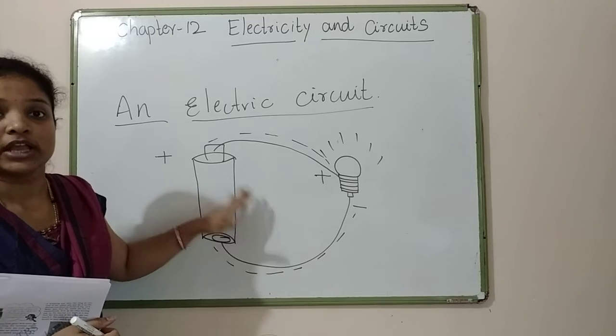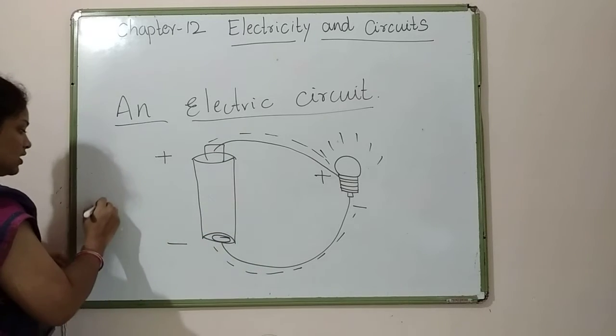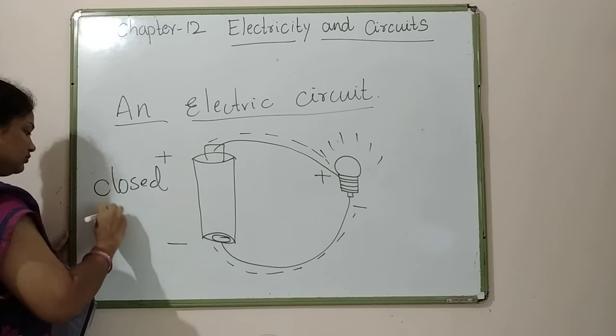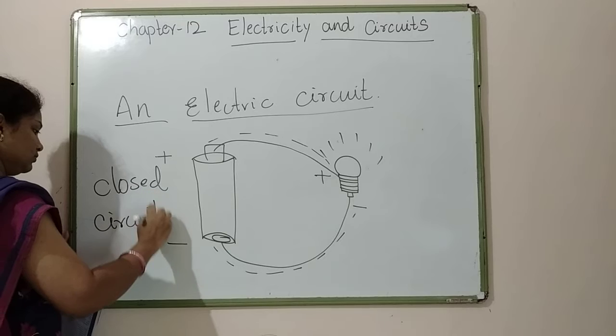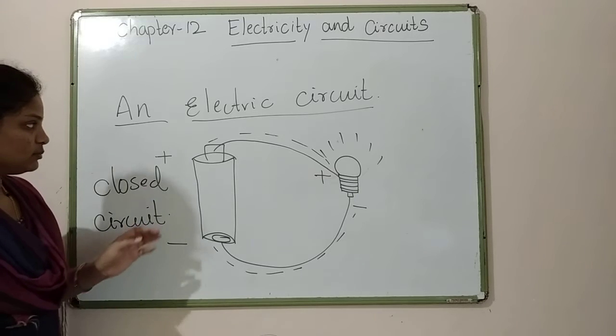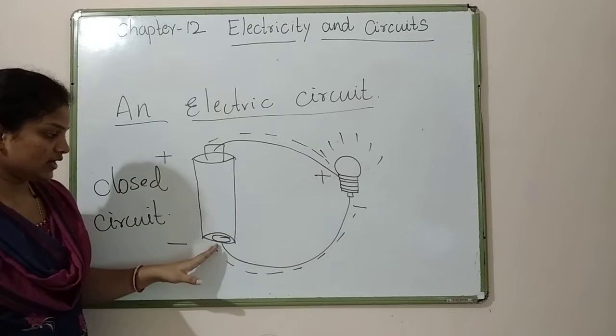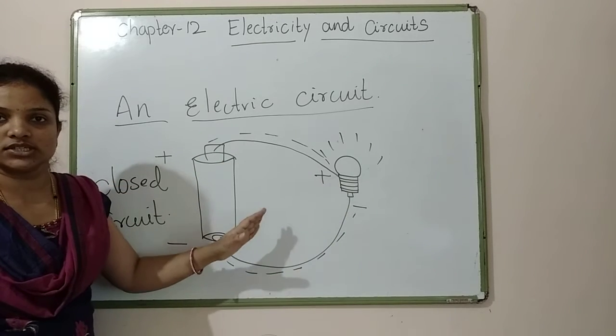This is called a closed circuit. So this is closed. When the energy starts flowing, the bulb glows and it comes back to here. This is called a closed circuit.